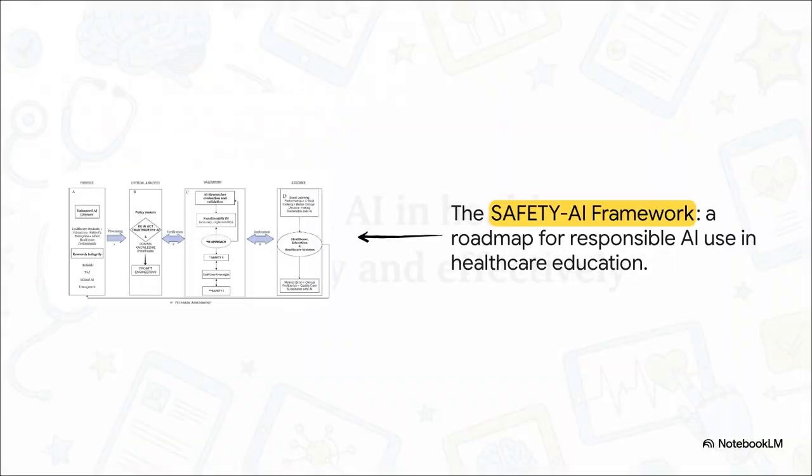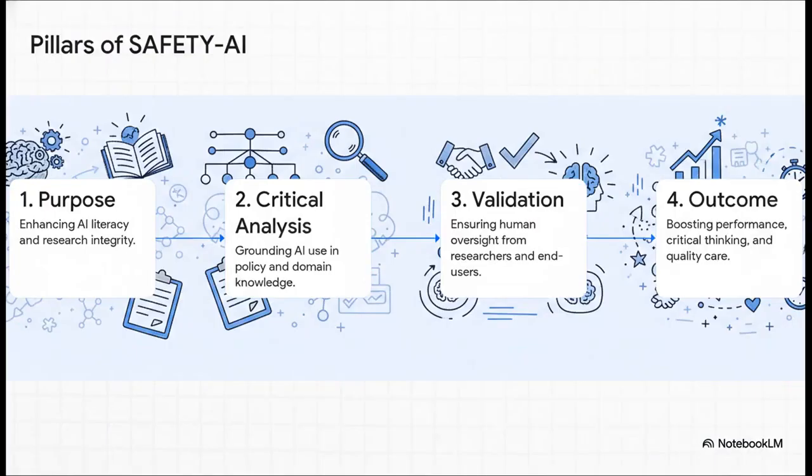And this is what those guardrails look like in practice. It's called the Safety AI Framework, and it's basically a roadmap for using AI responsibly in healthcare education. It's designed to bridge that gap between the powerful technology, institutional policy, and the day-to-day work that happens on the ground. The whole framework stands on 4 main pillars.